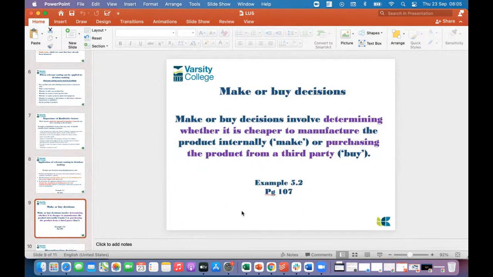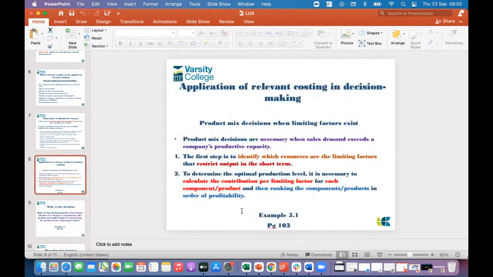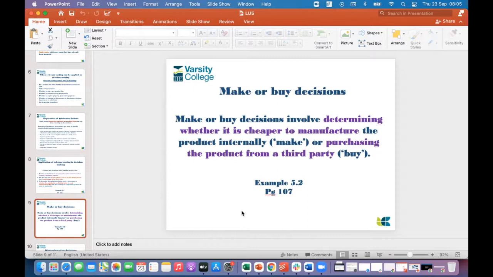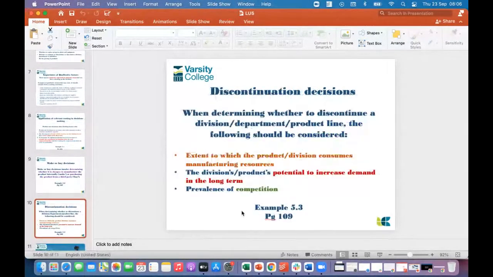Let's see, is there anything else? Make or buy. All right, so with make or buy decisions, we're saying, okay, cool. Should we make this product or should we buy it? Which one would make more financial sense for us? Should we make it or should we buy it? So based on the costing, it may be cheaper to actually have somebody make the product for us as opposed to us making it ourselves. All right, but let's move on.